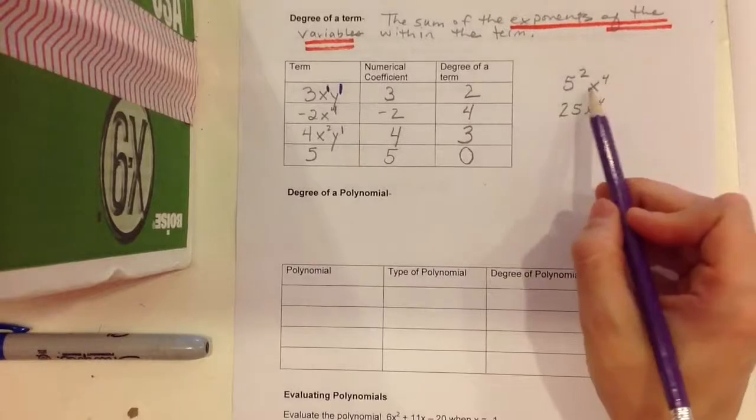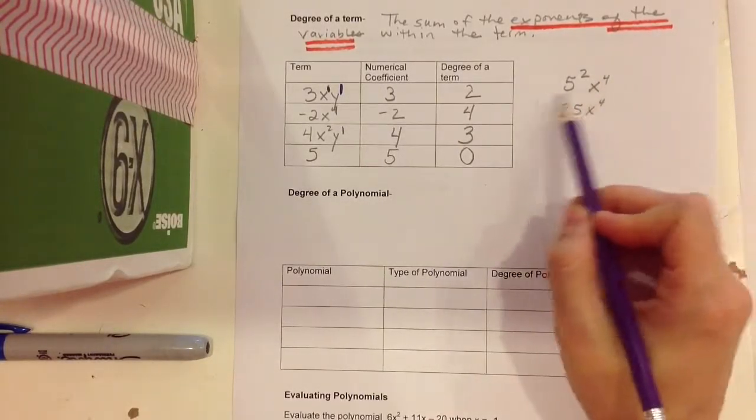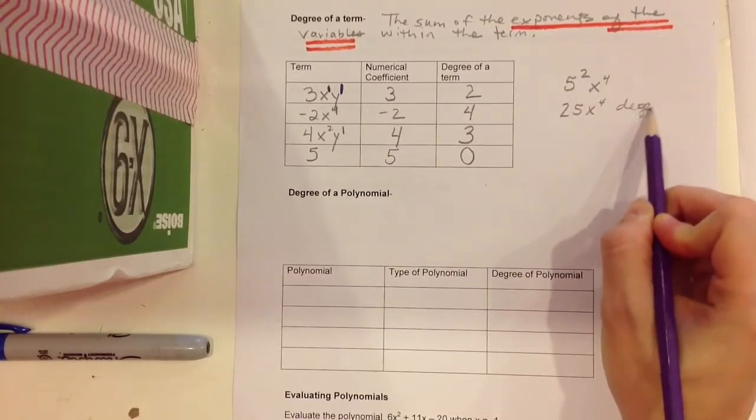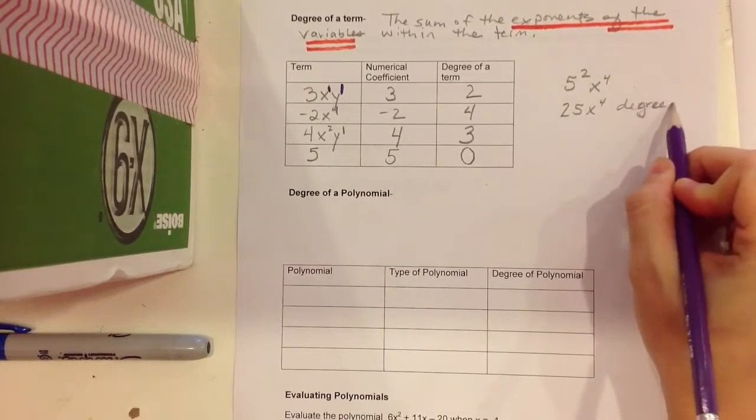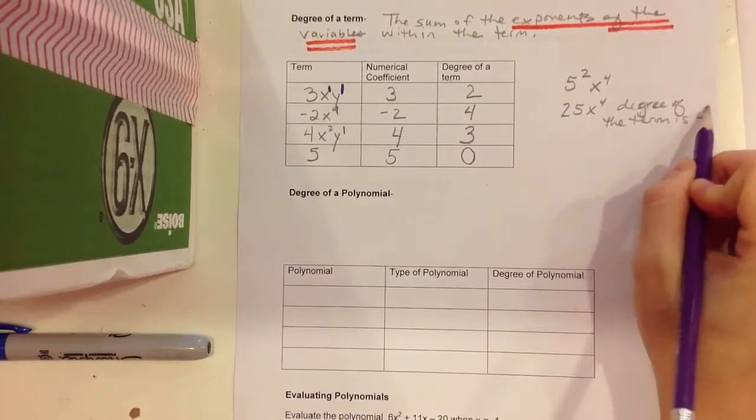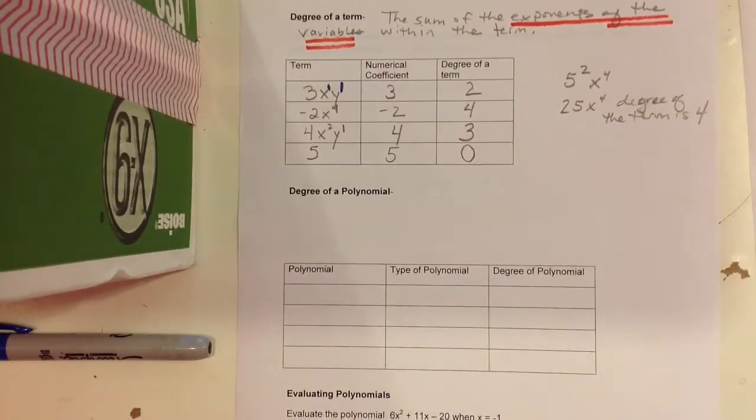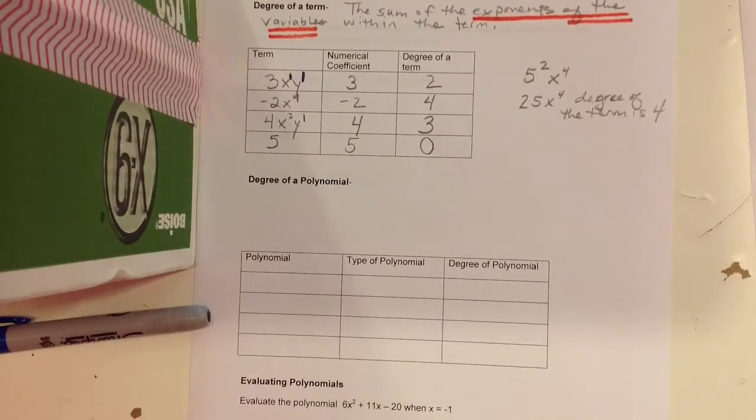Now let's look at our tricky example. A lot of you would probably want to say 6 for our original example, but the degree of the term is 4. Okay? So the degree of the term is the sum of the exponents of the variables within the term.